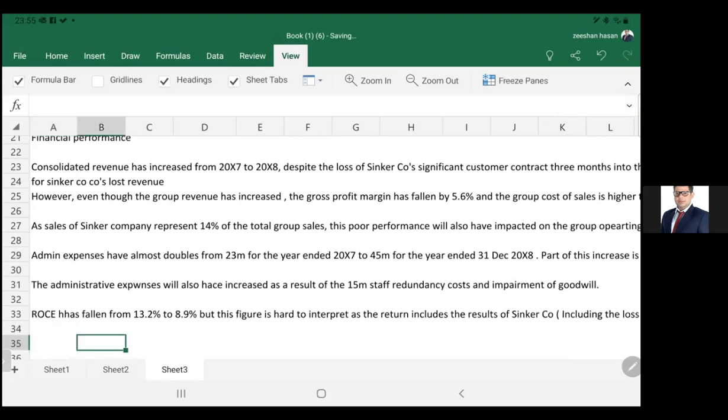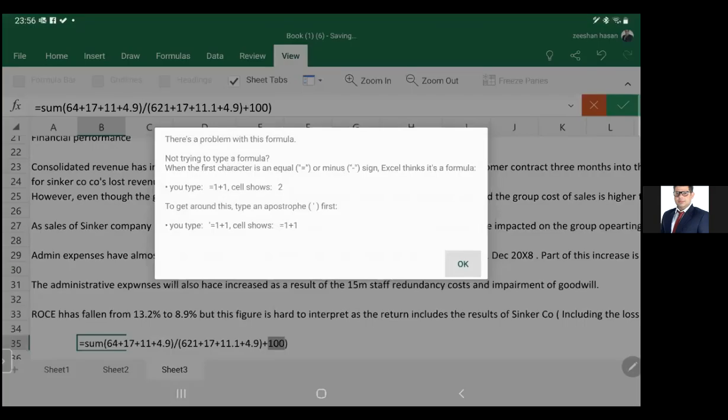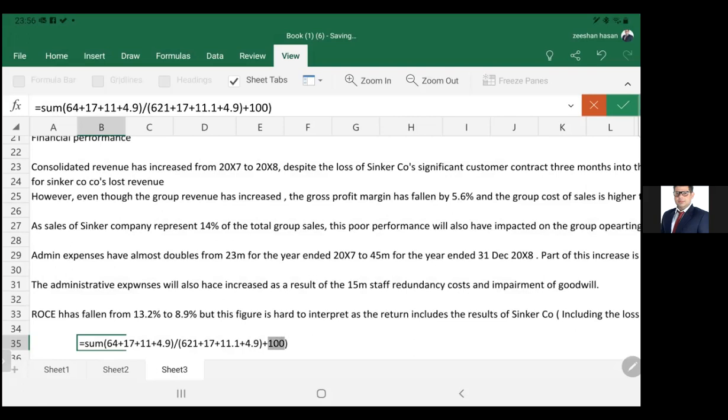So let me do it for you. It is equal to the sum of 64 million plus 17 million plus 11 million plus 4.9 million, divided by 621 million plus 17 million plus 11.1 million plus 4.9 million, bracket close, plus 100 million. Okay, so this is how it will happen.